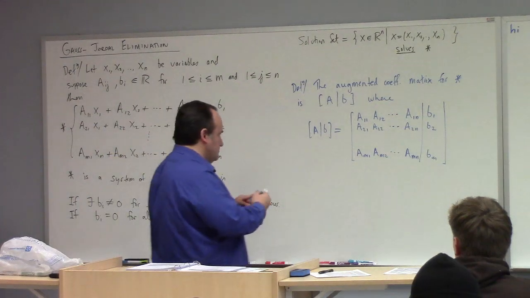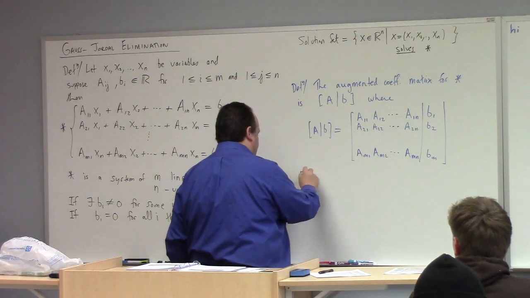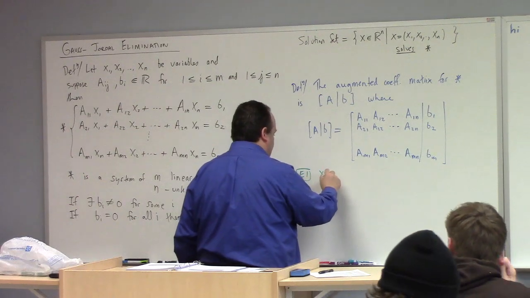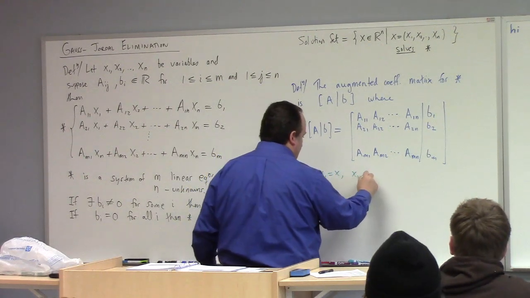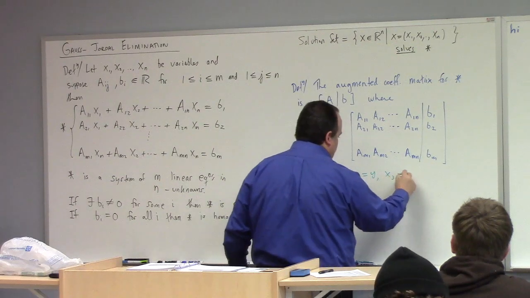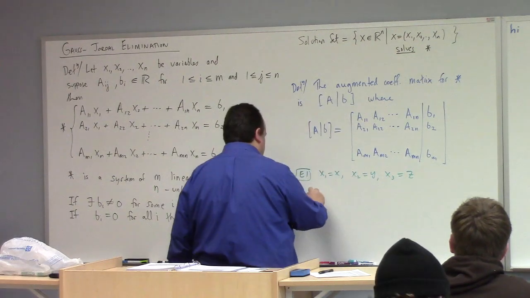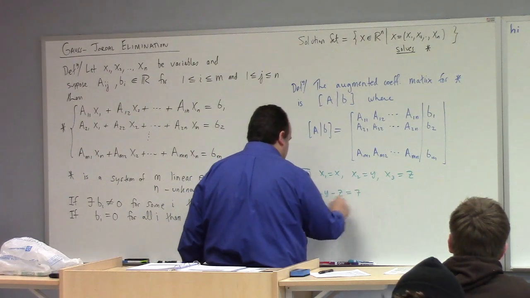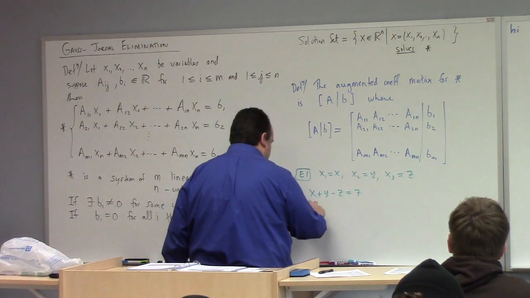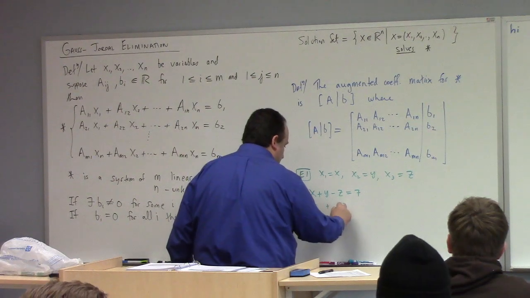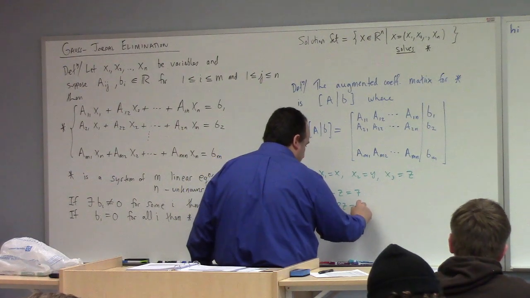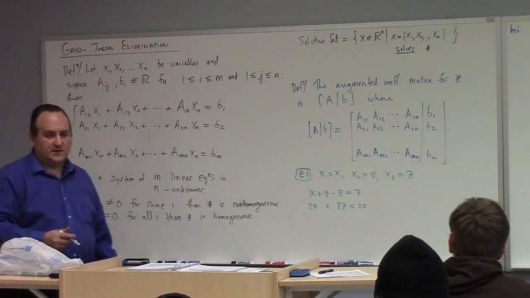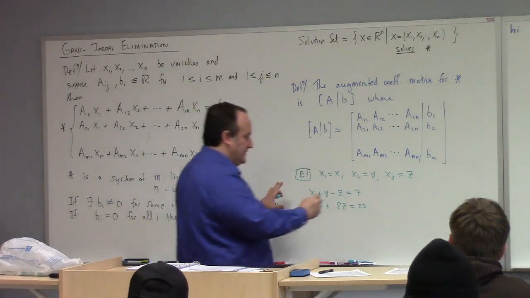So just for a specific example of what I'm talking about, I can have x1 equals x, x2 equals y, x3 equals z, and I can have something like x plus y minus z equals 7, and 2x plus 8z equals 23, right? That's a system of two equations and three unknowns. The augmented coefficient matrix for this would be what?